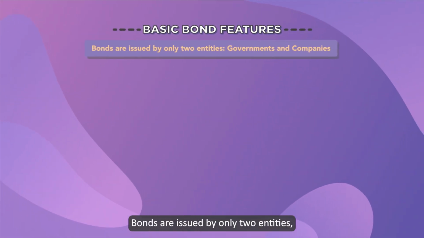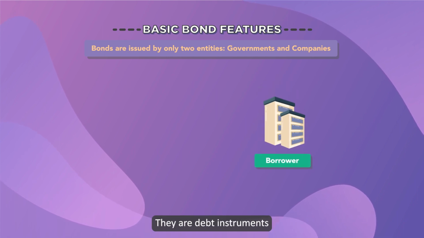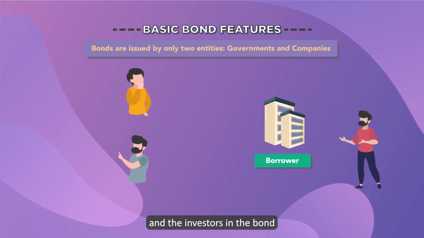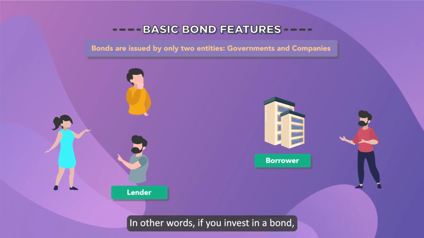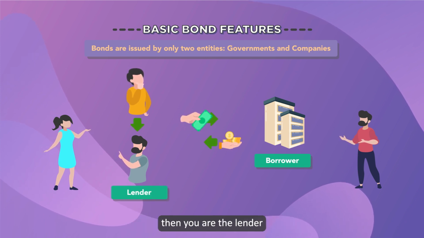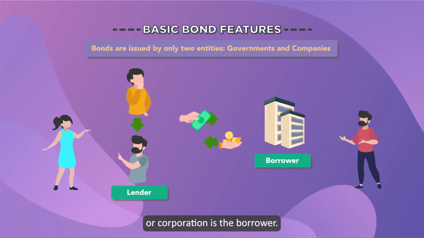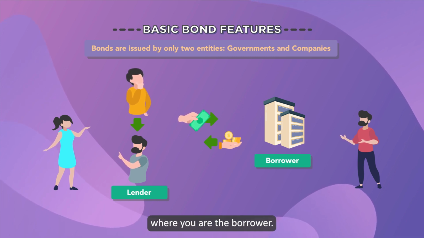Bonds are issued by only 2 entities, governments and companies. They are debt instruments where the entity issuing the bond is the borrower and the investors in the bond, or bondholders, are the lenders. In other words, if you invest in a bond, then you are the lender and the government or corporation is the borrower. This is the reverse of the home loan arrangement where you are the borrower.